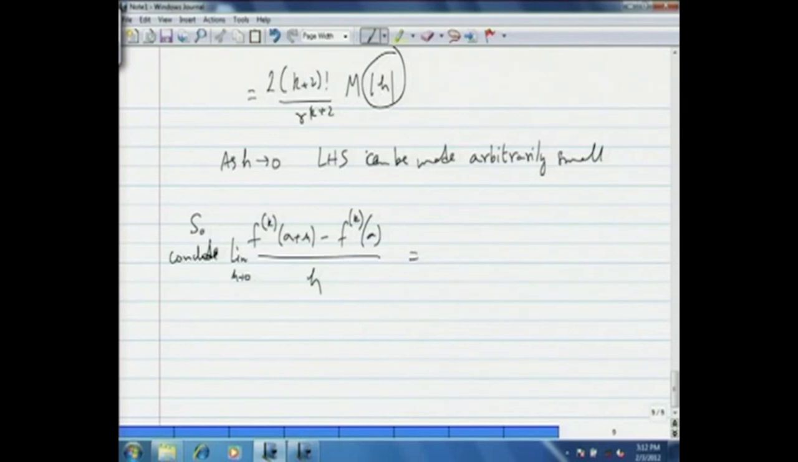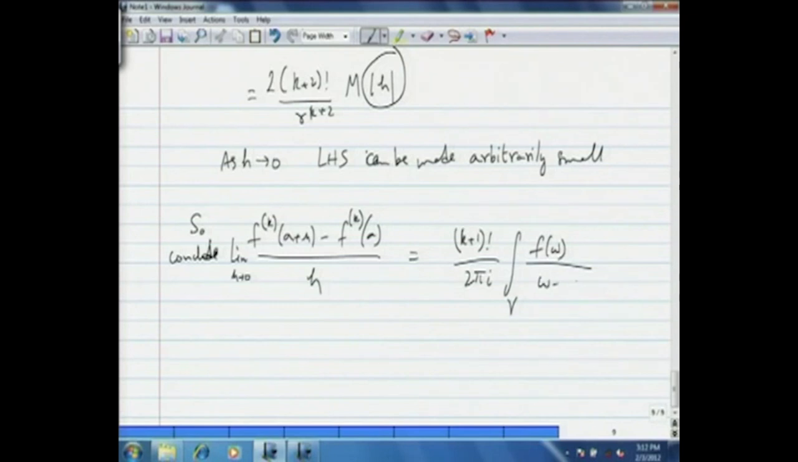This in the limit is equal to k plus 1 factorial divided by 2 pi I times the integration over gamma a 2 r, but the integration on gamma a 2 r is equal to the integration on gamma of f of w divided by w minus a power k plus 2 dw. But the left hand side is nothing but the k plus 1th derivative at the point a of f, and that is equal to the above, and that proves the induction step.